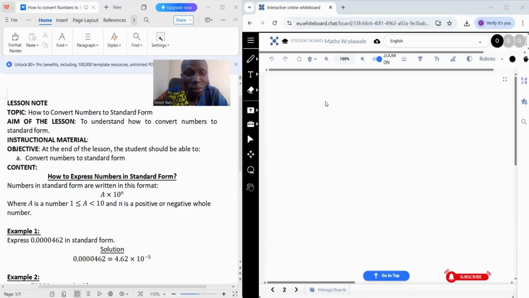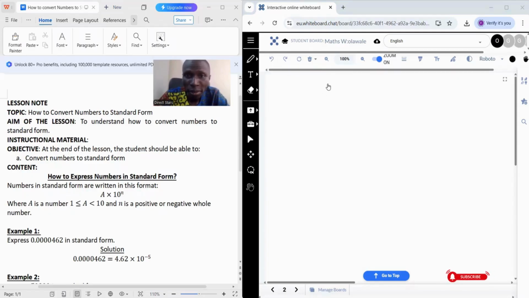In the mathematics class today, we're looking at how to convert numbers to standard form. Last week we looked at the introduction to standard form, and today we're looking at how to convert numbers to standard form. The aim of this lesson is to understand how to convert numbers to standard form, and the objective is that at the end of this lesson, you'll know how to convert numbers to standard form. Numbers in standard form are written in this format.